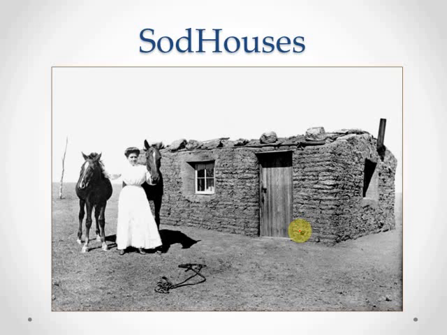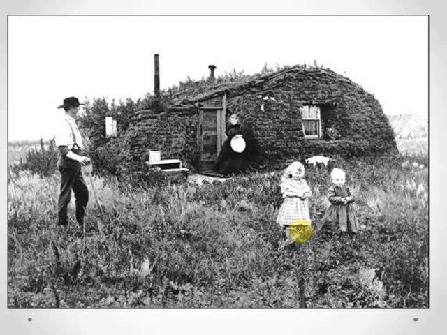Anyway, folks, what they would then do is they would take some knives, they'd dig bricks out of the earth, and they'd build their homes out of dirt. Here's another example of a family living out in a sod house. Eventually, the plants would grow out of your house. It's like living in the Shire if you were a hobbit.